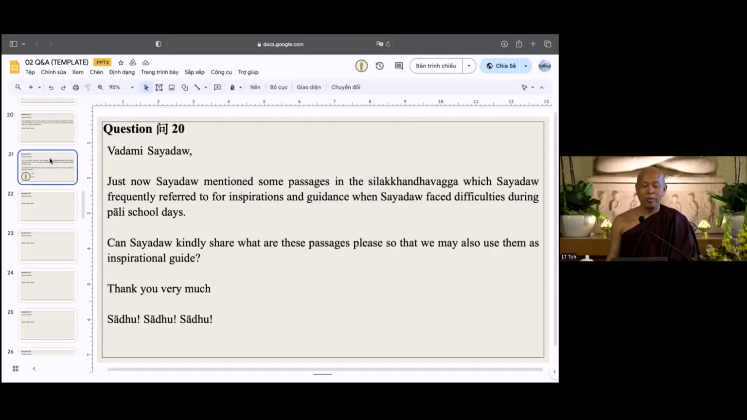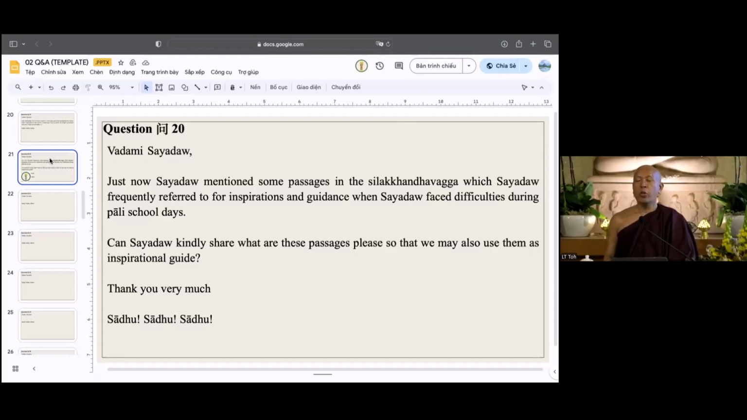Last question, Sayadaw. Sayadaw, just now Sayadaw mentioned some passages in the Sila Khanda Vagga, which Sayadaw frequently referred to for inspiration and guidance when Sayadaw faced difficulty during Pali school days. Can Sayadaw kindly share what are these passages, please, so that we may also use them as an inspirational guide? Thank you very much.